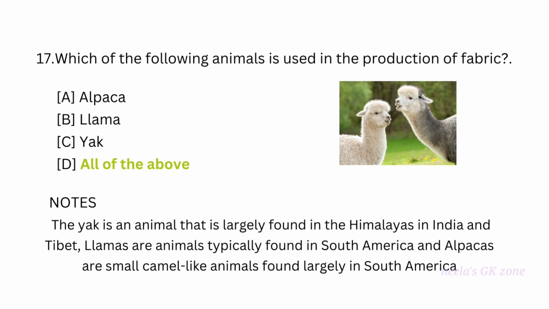The yak is an animal that is largely found in the Himalayas in India and Tibet. The llamas are the animals typically found in South America. Alpacas are the small camel-like animals found largely in South America.